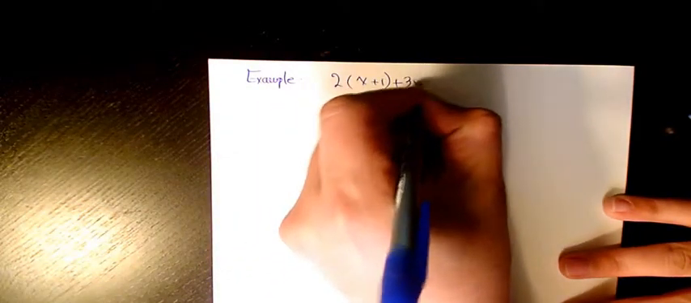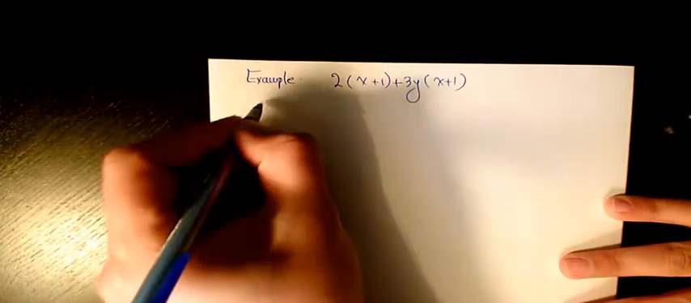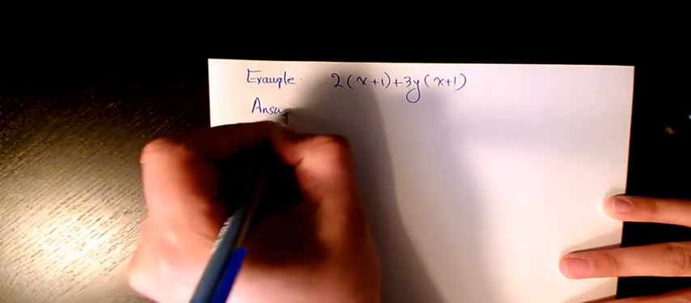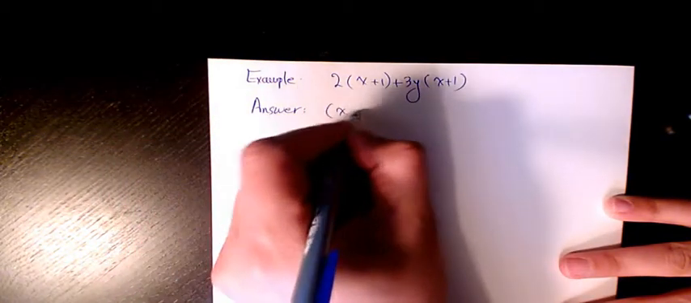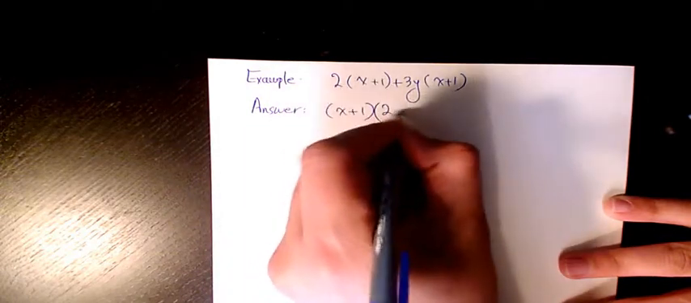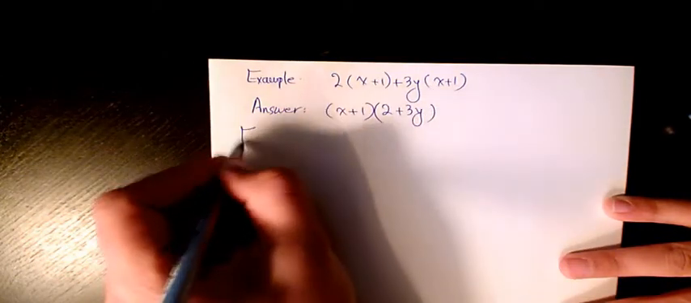Next example is 2 times (x plus 1) plus 3y times (x plus 1). The answer will be: x plus 1 is common for both of them, so we have x plus 1, then we have 2 plus 3y.